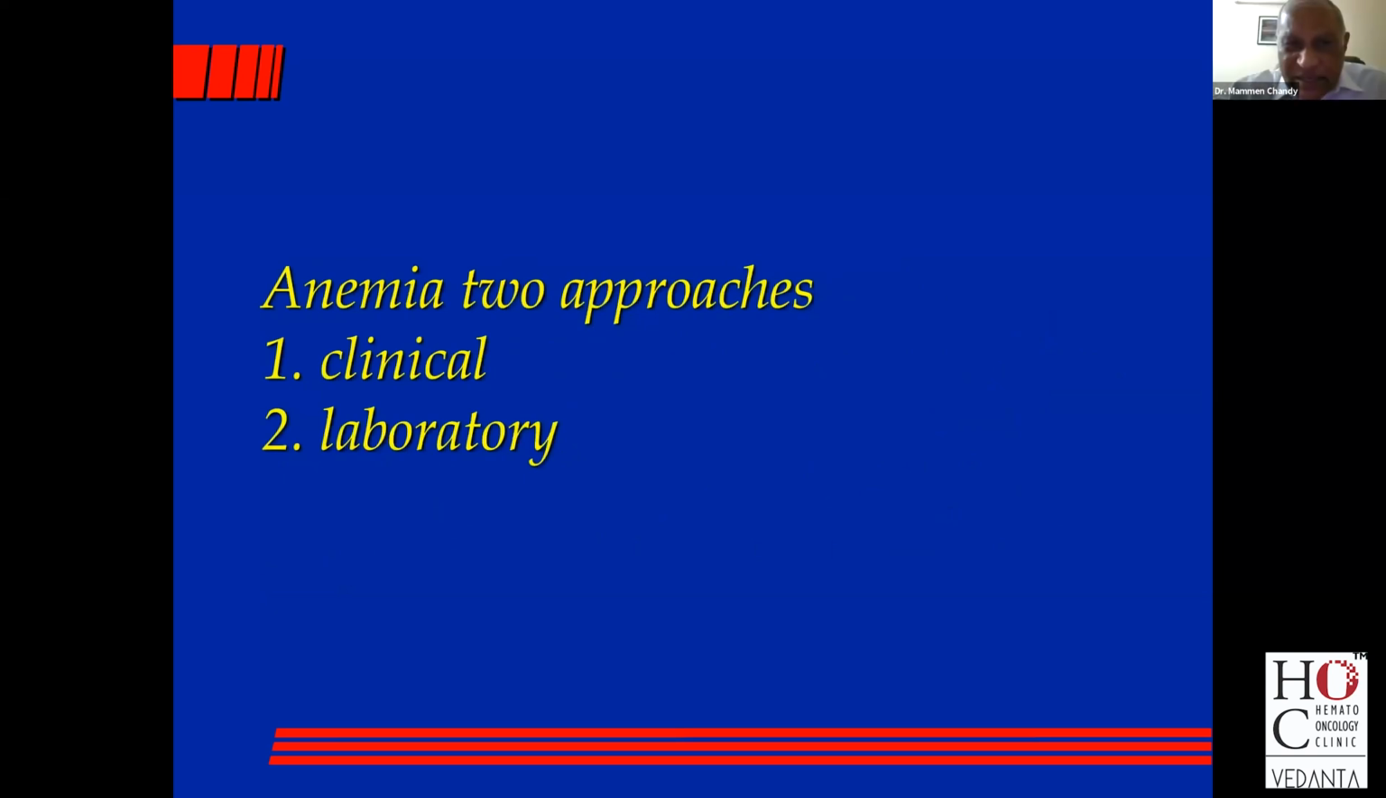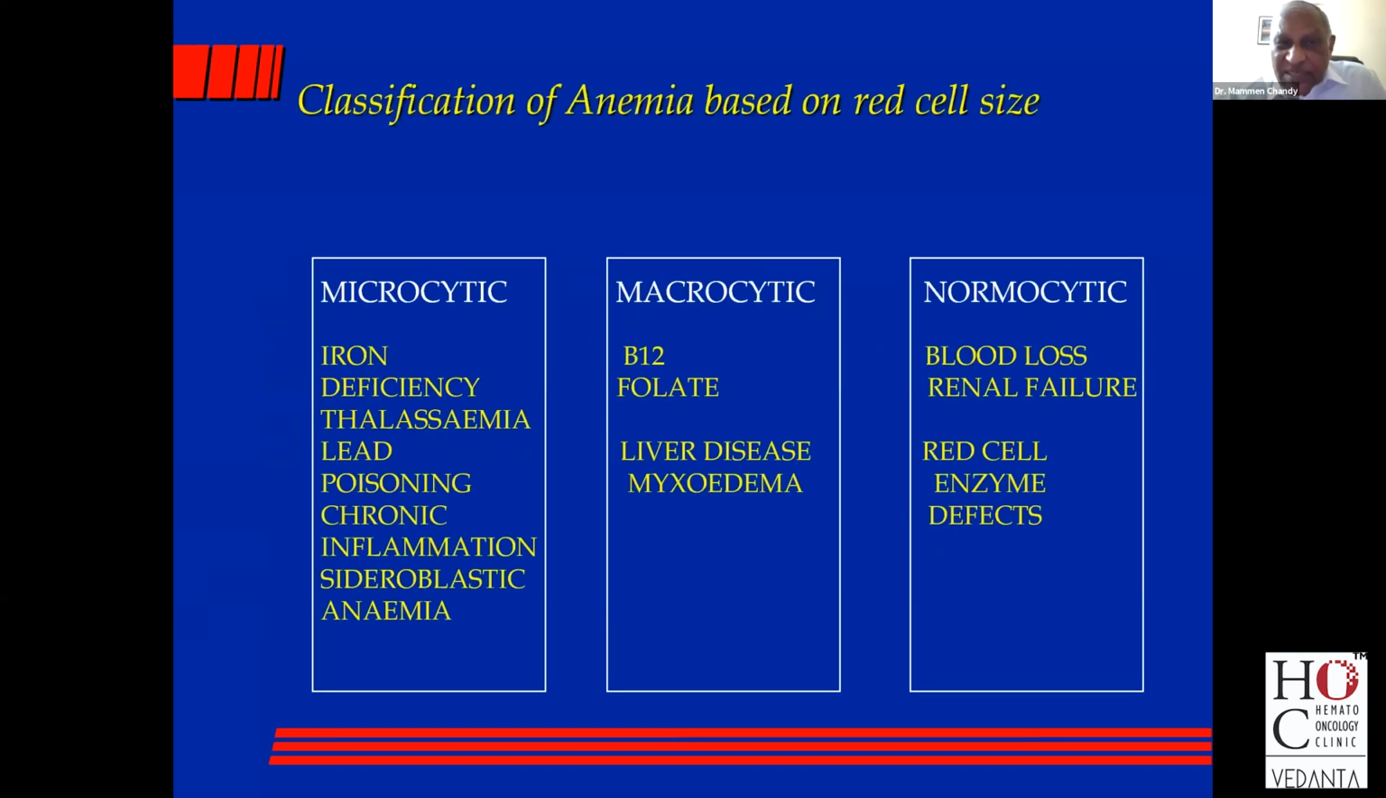Now, clinically, there are two approaches to anemia. One is the clinical approach, and the other is the laboratory approach. I'd start with the laboratory approach, which is basically based on red cell size. If you have small red cells, it's microcytic. If you have large red cells, it's macrocytic. And if the red cell size is not disturbed, it's normocytic.